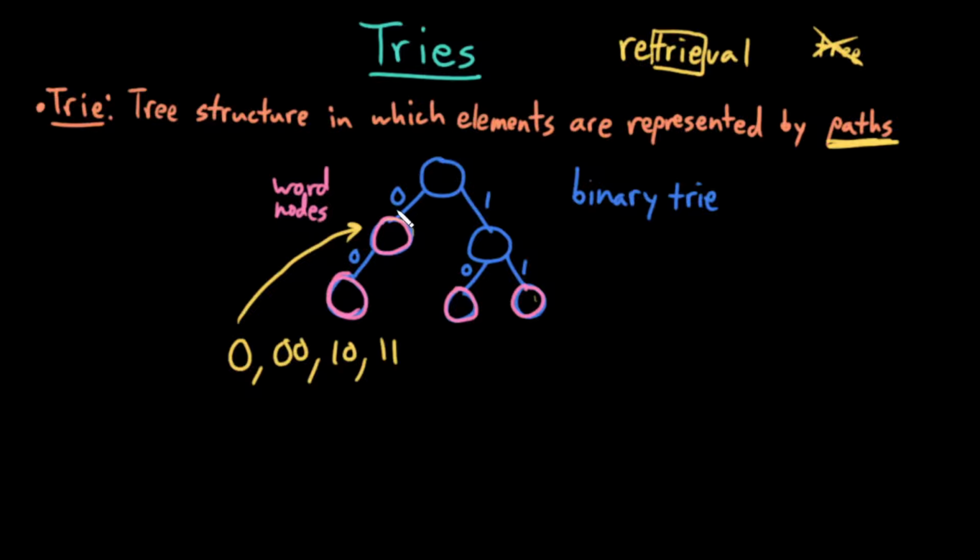So my 4 words are 0, which is represented by this node, but really it's the path from the root to this word node; 0, 0, the path from the root to this node; 1, 0, the path from the root to this word node; and 1, 1, the path from the root to this word node. So in each of these examples, it's a full path that represents the word.